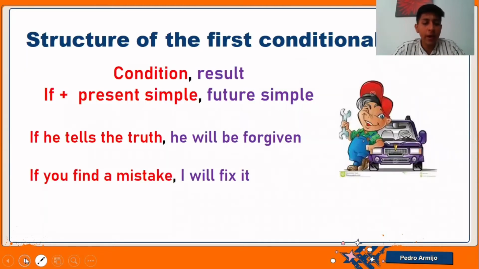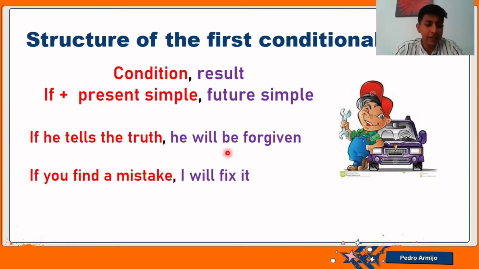Now that we are clear about that, we are going to analyze its sentence and its structure. The structure is: if, present simple, comma, future simple. For example, if he tells the truth, which is present simple, comma, he will be forgiven, which is future simple. It's not certain, but there is a probability.